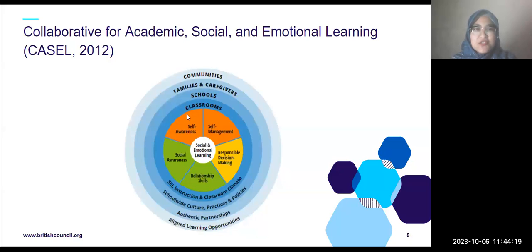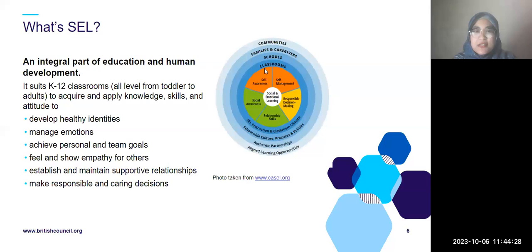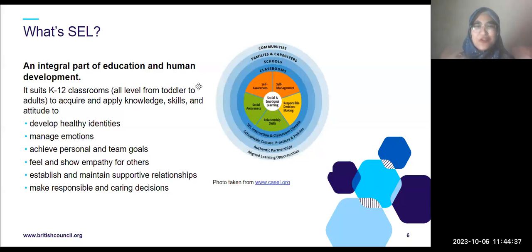So how do we engage them by paying attention to their emotion? What is SEL actually? This is a definition from the website: an integral part of education and human development. So it's very integrated. We don't want English learners just to have the knowledge base, to know about grammar, vocabulary, pronunciation. Yes, they have to know that, but it is also important to instill emotion and motivation to learn itself, especially for a foreign language here in Indonesia.